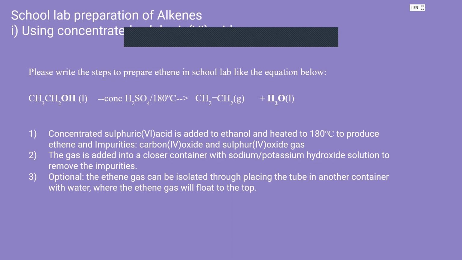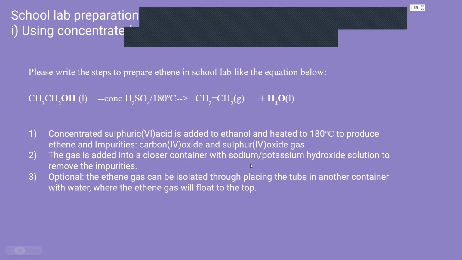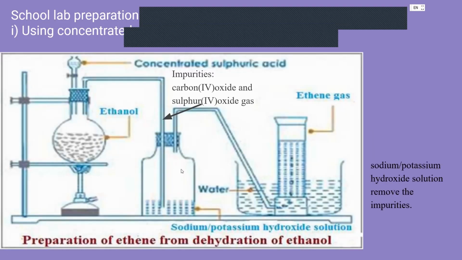The gas is then added to a closed container with sodium or potassium hydroxide solution. This solution will remove impurities. And of course, at the end, we want the ethene gas to be isolated away from the sodium and potassium hydroxide. So what we do is we place the tube into another container with water. So this is our tube. We want to take the ethene into this tube and through the water. Once the gas is in this isolated container, the ethene will just float to the top because ethene is a gas and water is a liquid, and ethene is less dense than water.